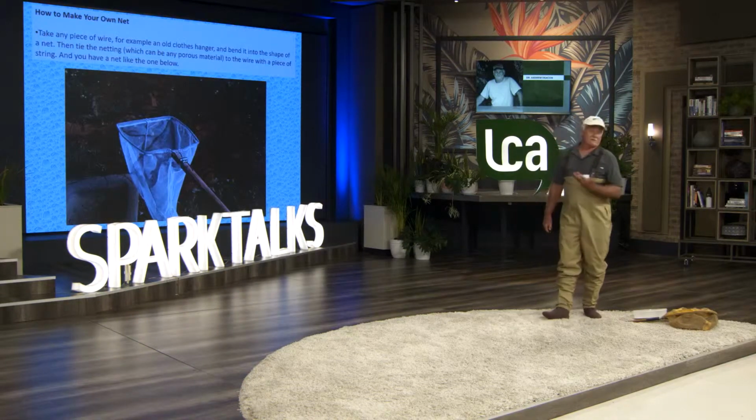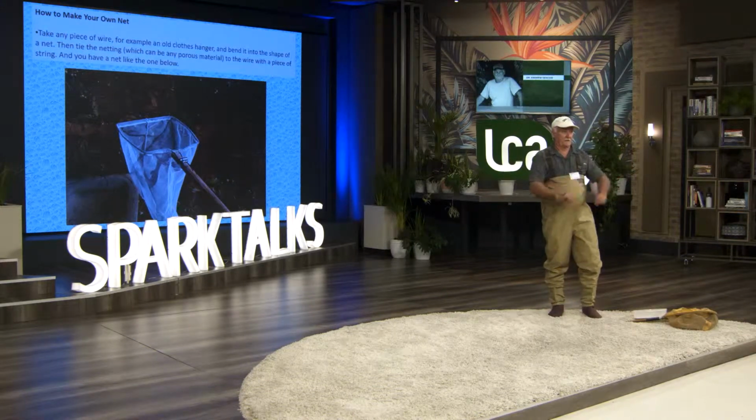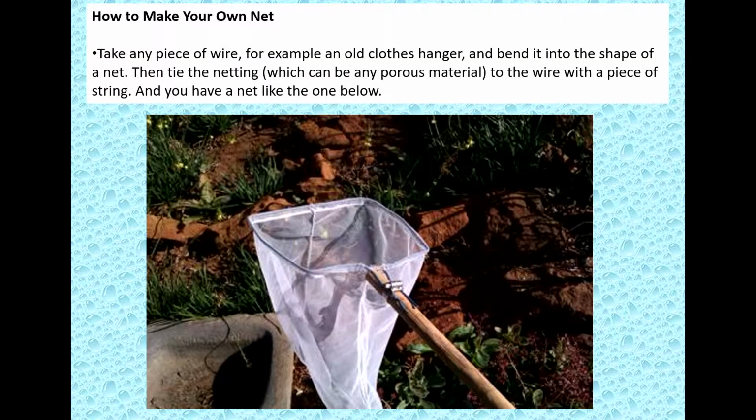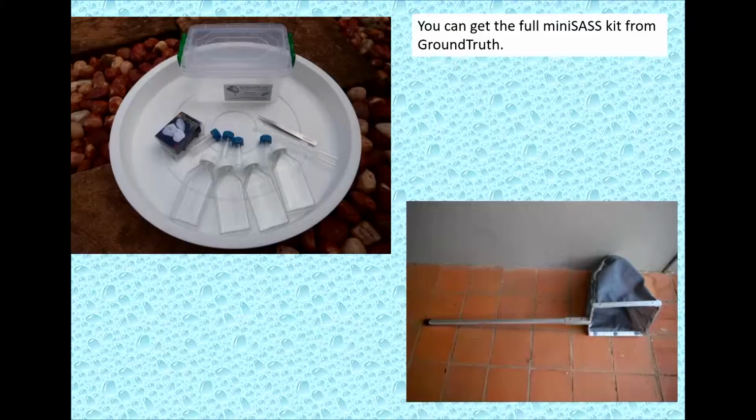This is a net you can make yourself. Just take one of your mother's hangers and bend it like this, put the net on with a piece of stick, and you've got your first equipment. You can also order it from Groundtruth. You find it on the miniSASS website. You can order, and they send you the whole kit, but you can make it yourself. You don't have to order that.